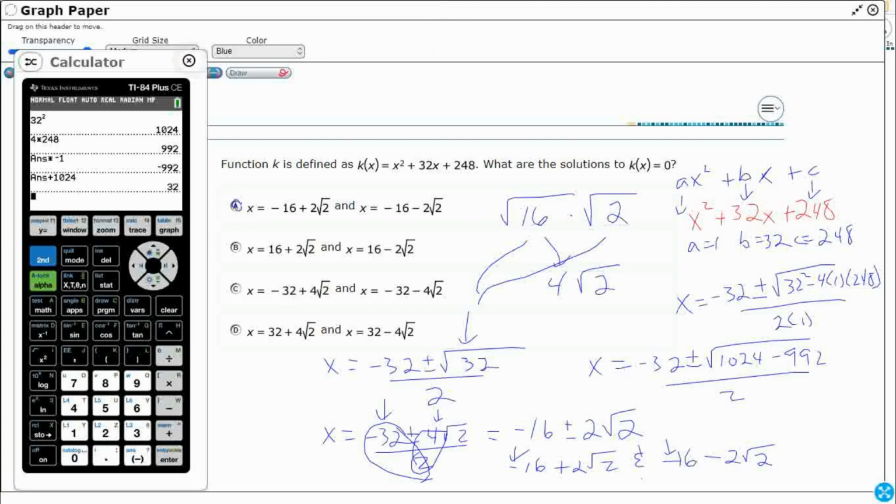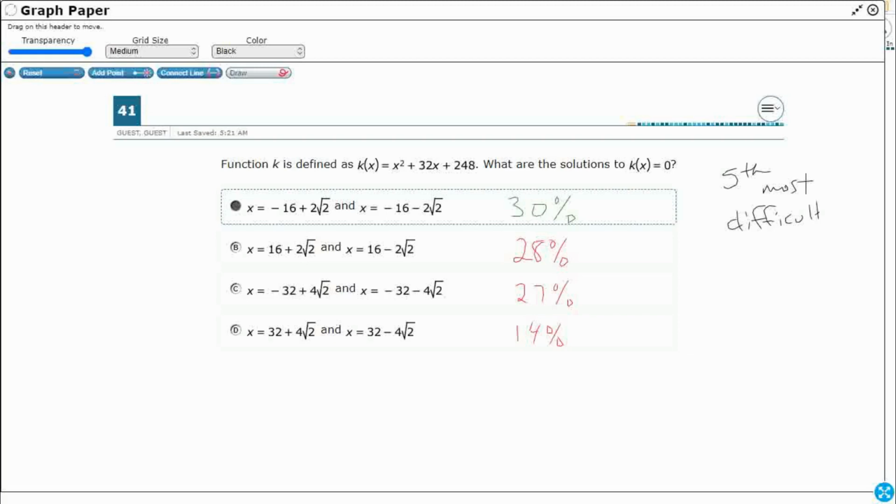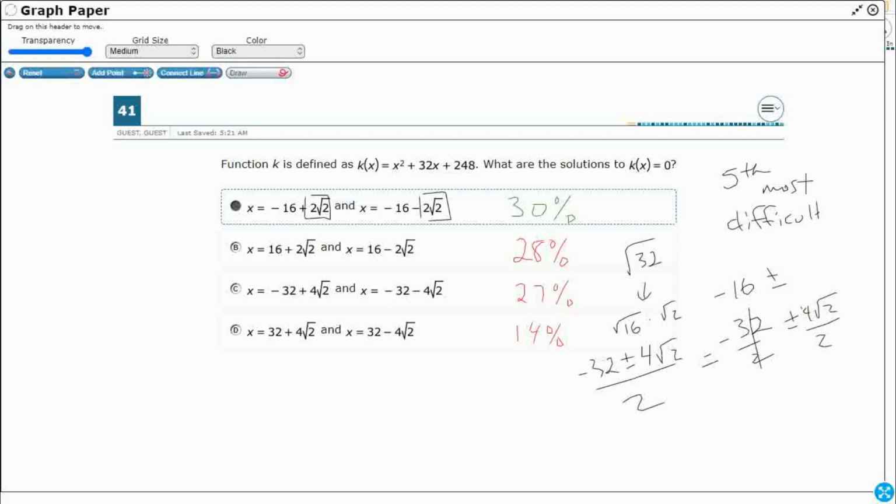Let's see how we did across the state of Texas. It shouldn't surprise you that this is tied for the 5th most difficult, because that was a lot of work. First we needed to apply the quadratic formula, but then I think what really might have messed us up was simplifying that square root of 32 into the square root of 16 and the square root of 2. Once you did that, I think it was this step right here, of realizing that I can distribute that out, 4 square root of 2, because this is really what we ended up doing. And then we just simplified all that, negative 16 plus or minus 2 square root of 2.